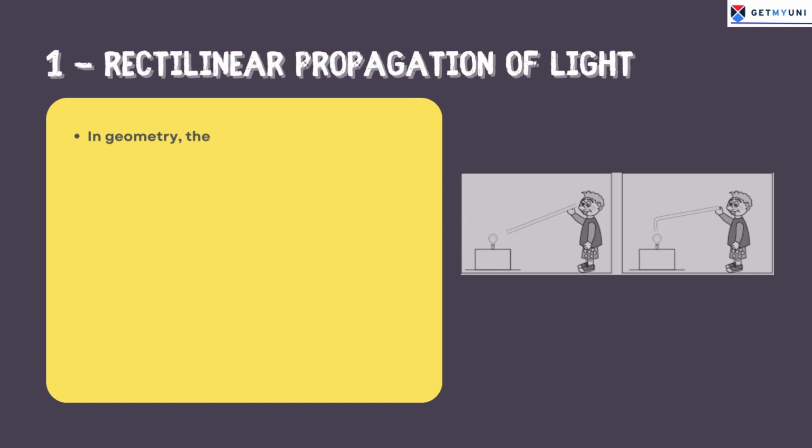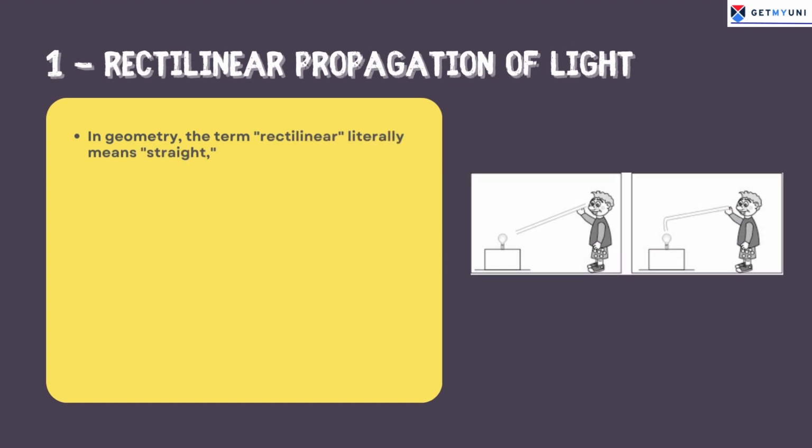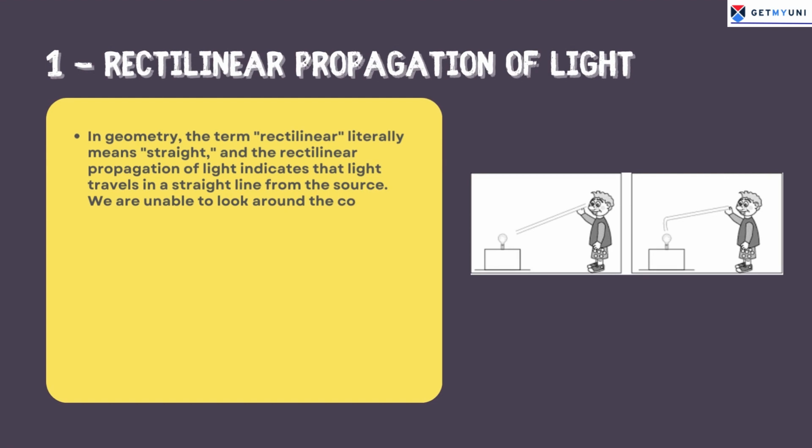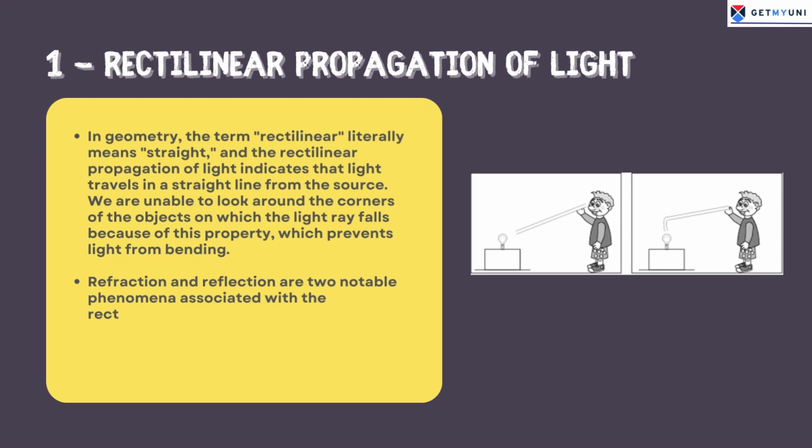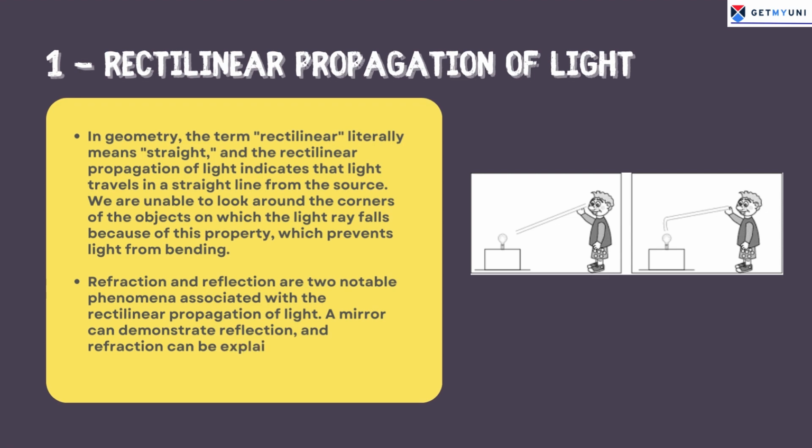1. Rectilinear propagation of light. In geometry, the term rectilinear literally means straight, and the rectilinear propagation of light indicates that light travels in a straight line from the source. We are unable to look around the corners of the objects on which the light ray falls because of this property, which prevents light from bending. Refraction and reflection are two notable phenomena associated with the rectilinear propagation of light. A mirror can demonstrate reflection, and refraction can be explained by observing how a person's hand appears bent and smaller when placed in a tub of water.